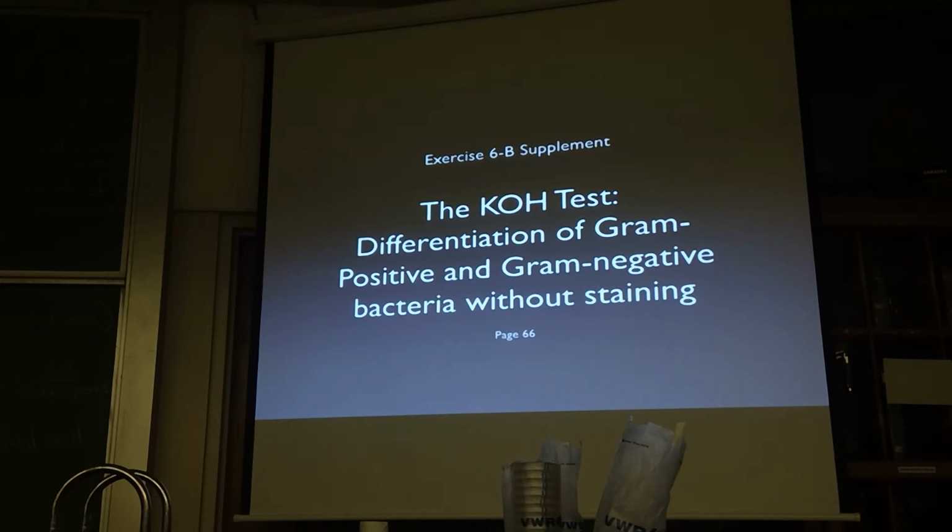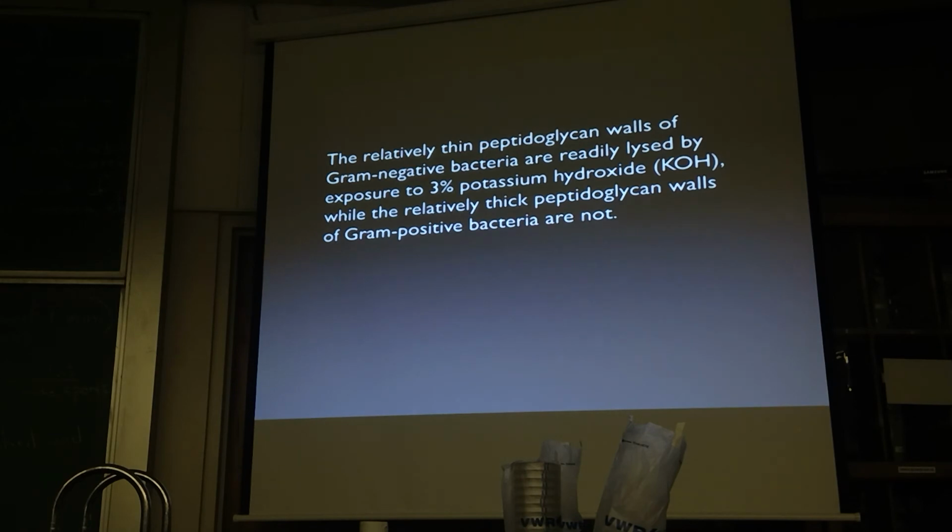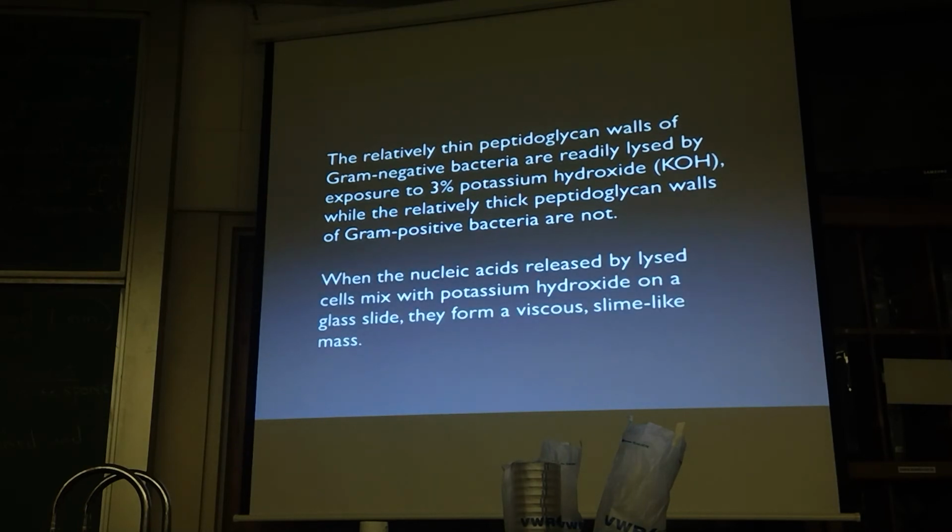This is talking about the KOH test, which is another way of determining wall composition without staining. This works pretty well, and sometimes works better than a gram stain. Turns out that the cells that have thin peptidoglycan, that peptidoglycan will break when you expose the cells to 3% potassium hydroxide. And when the cells break, the DNA comes out and mixes with the potassium hydroxide, and it forms this slimy goo. It looks like snot. Really, you stir it around, it becomes very viscous, you lift your loop up, and you get strings.